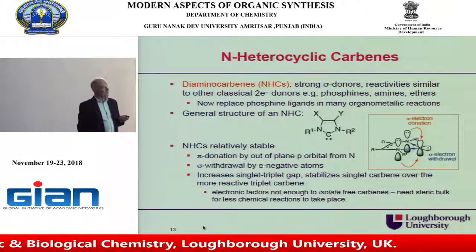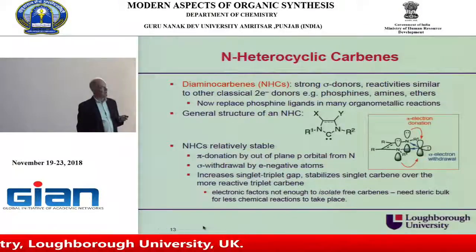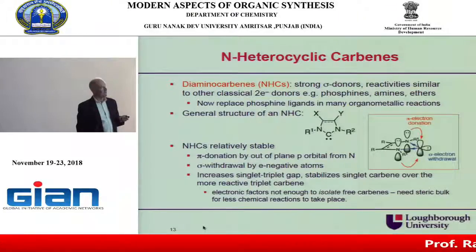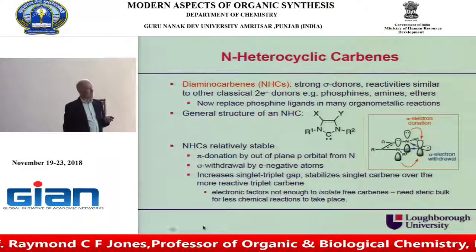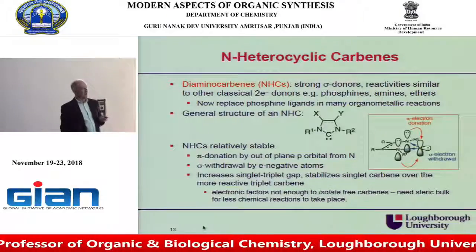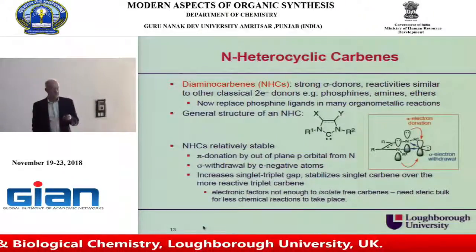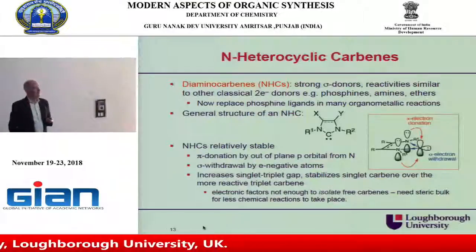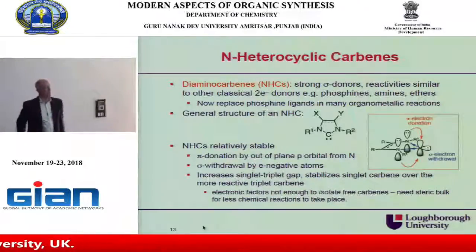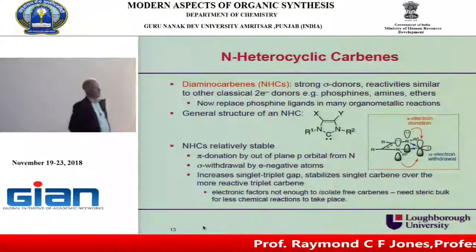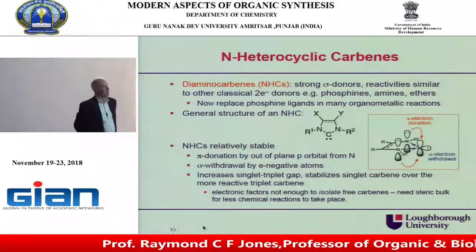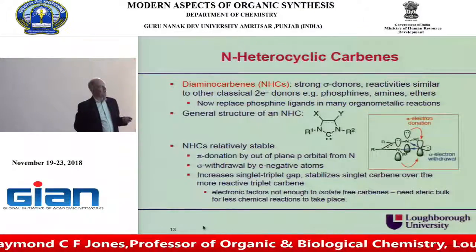They are strong sigma donors in inorganic chemistry terms. They have reactivities similar to other classic 2-electron donors, like phosphines, amines, ether oxygens. So they are used to replace phosphine ligands in many organometallic reactions. But they are stronger sigma donors than phosphines. But we're not going to talk about them in terms of complexes to metals. We're going to talk about them as acting as organic molecules. So this is the general structure.